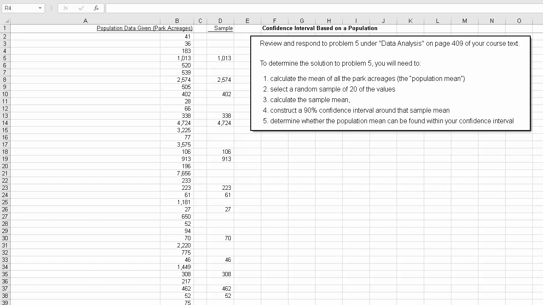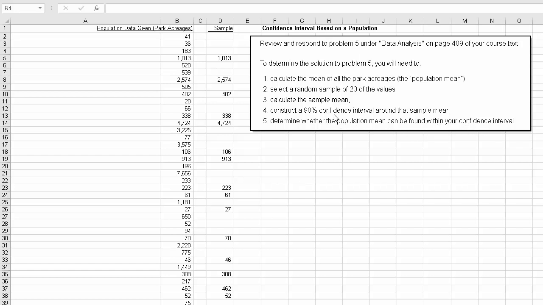Okay, well, this video will show how we create confidence intervals based on a population. So we're going to work this problem here. We're using this data that was provided. We'll calculate to come up with the confidence interval and to determine whether the population falls within the interval.